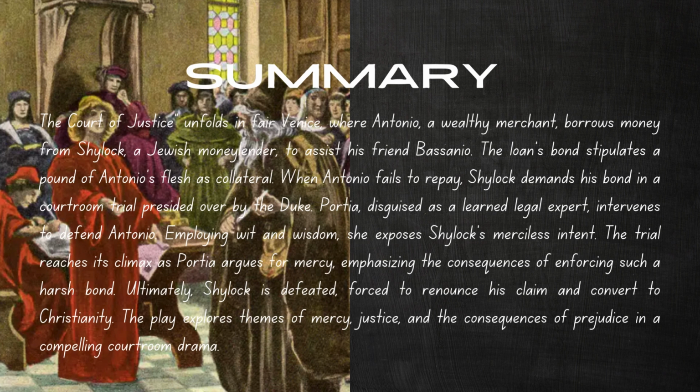Summary. The Court of Justice unfolds in fair Venice, where Antonio, a wealthy merchant, borrows money from Shylock, a Jewish moneylender, to assist his friend Bassanio. The loan's bond stipulates a pound of Antonio's flesh as collateral. When Antonio fails to repay, Shylock demands his bond in a courtroom trial, presided over by the Duke.